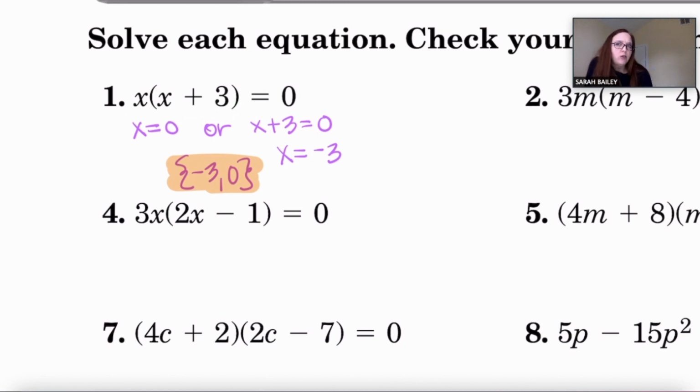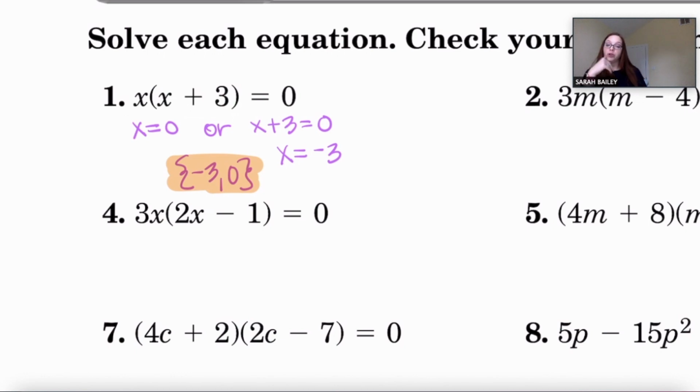Up until now, you've only solved equations with either one answer, one solution. You have also had equations where there were infinitely many or no solution. Well, guess what? Now you've got equations with two solutions, potentially.